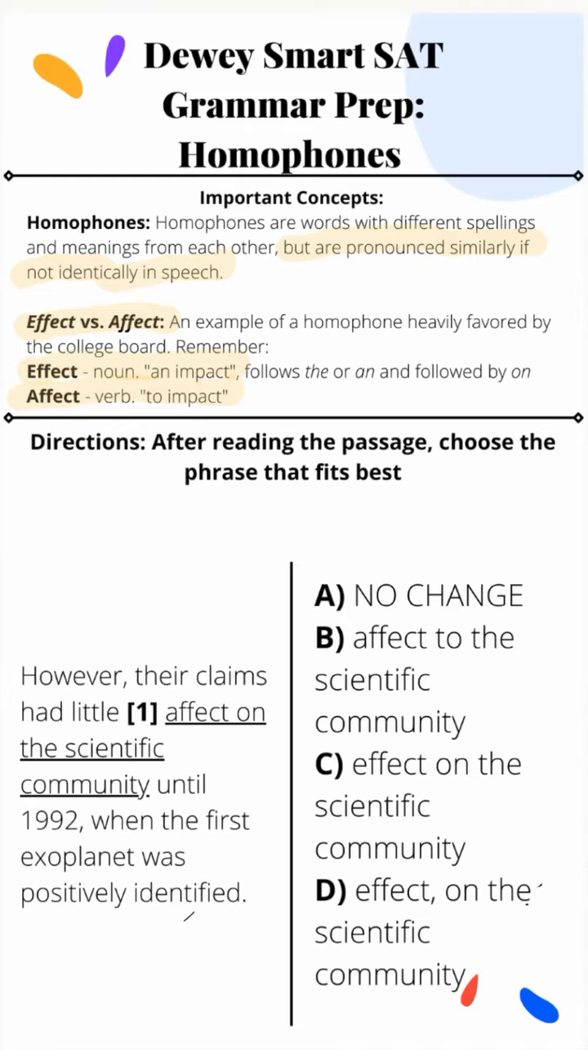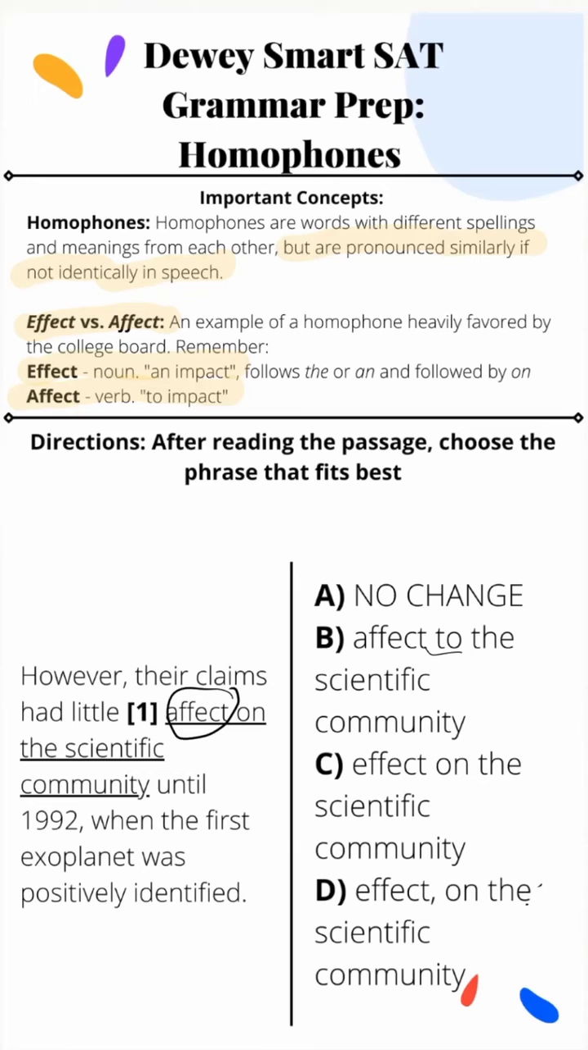However, their claims had little effect on the scientific community until 1992, when the first exoplanet was positively identified. First of all, we're seeing that it's using the noun effect instead of the verb affect. No change, we would keep the effect on the scientific community. Well, let's look at our options. We have effect to the scientific community using a different preposition, effect on the scientific community, and effect, comma, on the scientific community. D, we can get rid of right away.